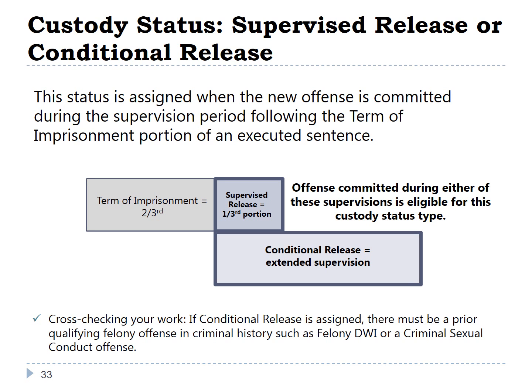Once an offender has completed the minimum 2/3 portion of the sentence and begins their supervised release term, any offense committed during that time will receive a custody status of supervised release. Now, for certain offenses like felony DWI, an extended period of supervision known as conditional release will begin. It will start when they come out from their term of imprisonment and begin supervised release. And then once supervised release is done, it changes over to conditional release.